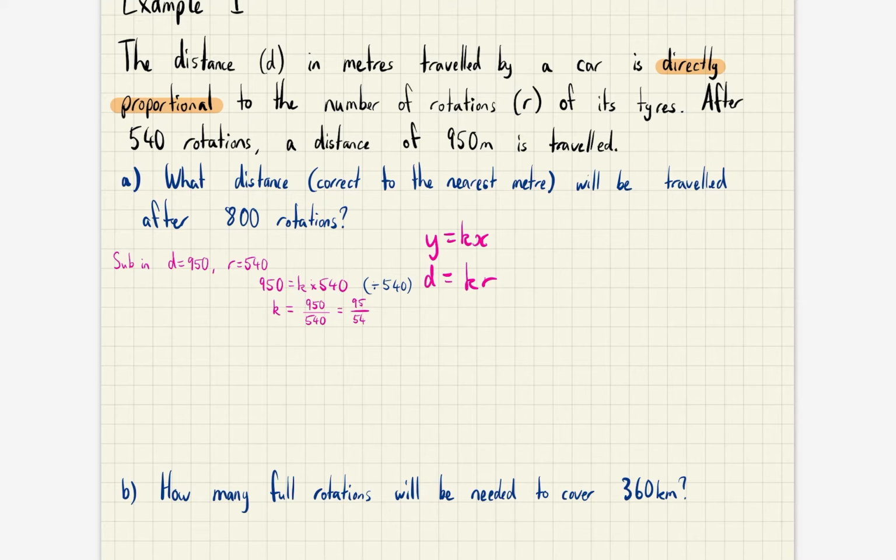Now that I have k, I can find the distance after 800 rotations. I'm going to start the next bit by saying when r is equal to 800, because that's what we care about at the moment, distance will equal k, which we just found was 95 over 54, and we can multiply that by 800 because that's what r is. Then we'll type that into our calculator.